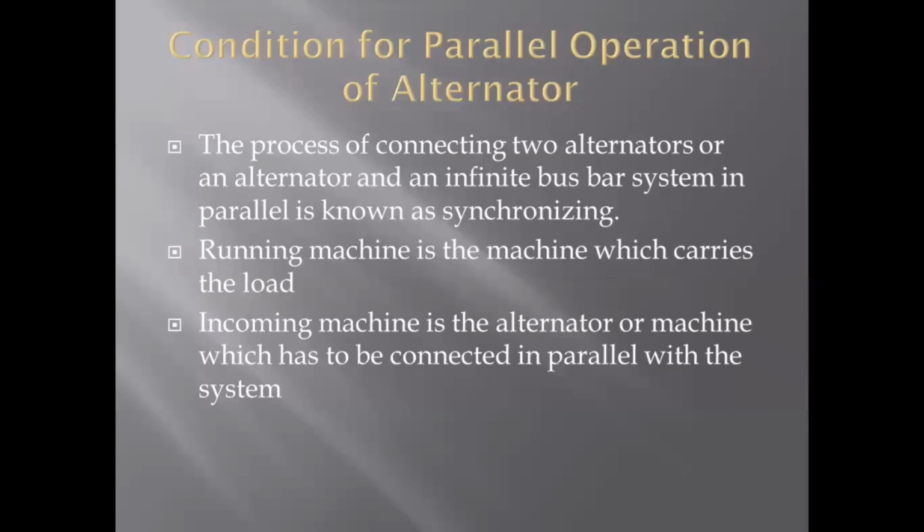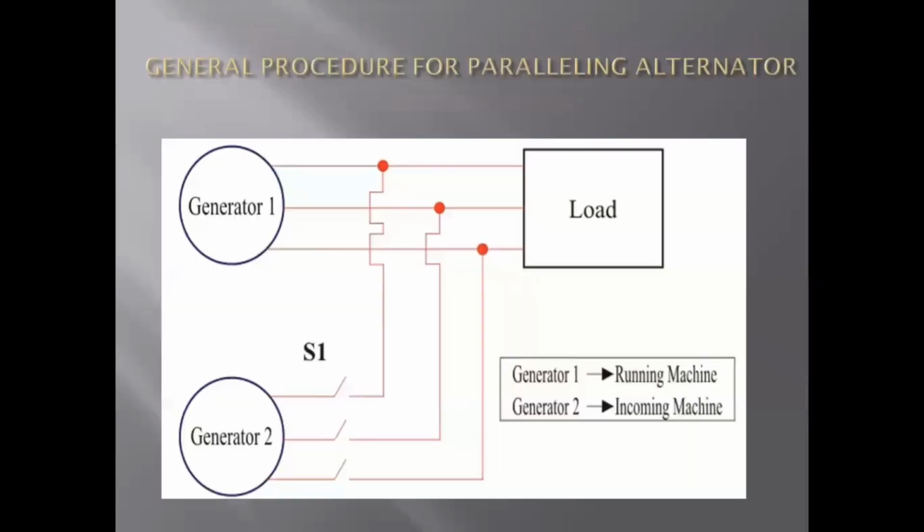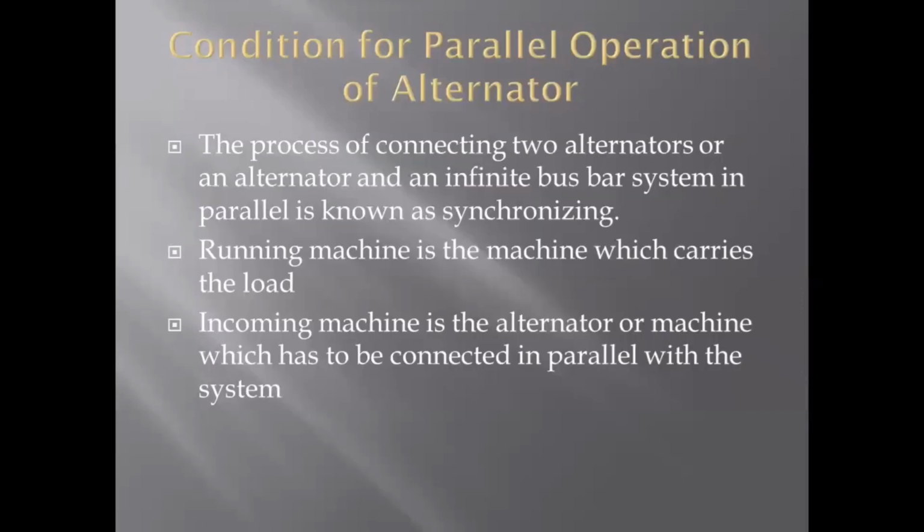The running machine here is generator 1, which carries the supply or the load. The incoming machine is the alternator or machine which has to be connected in parallel with the system.